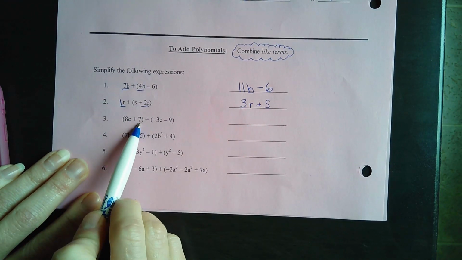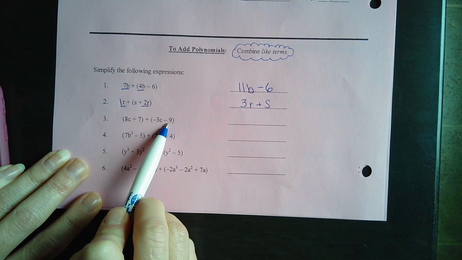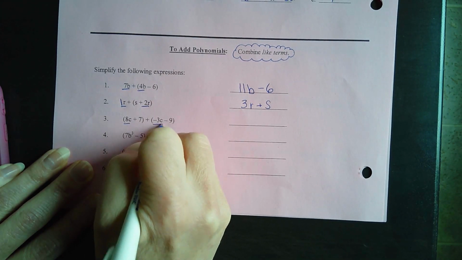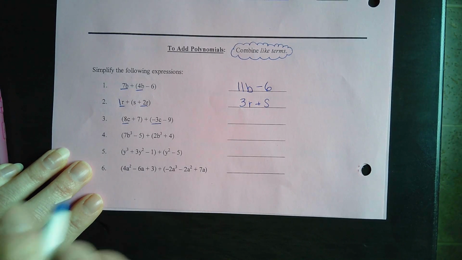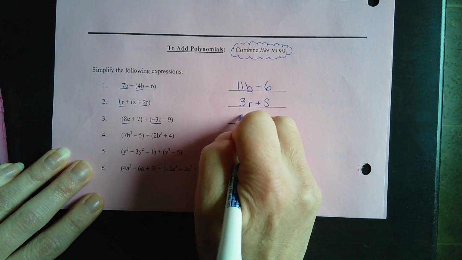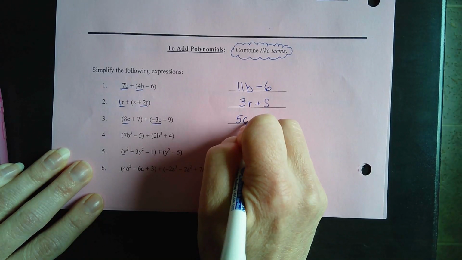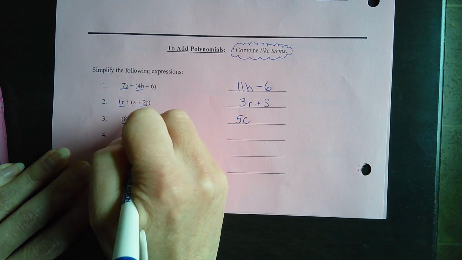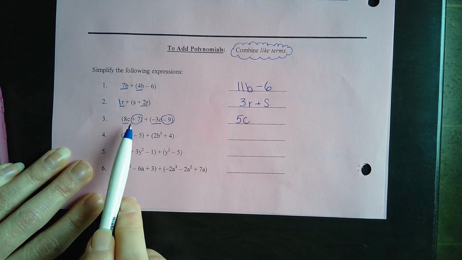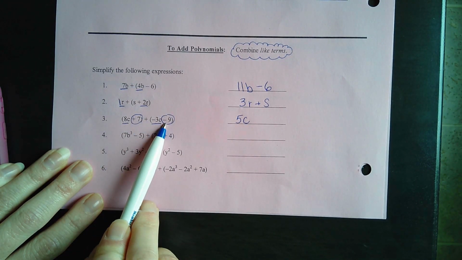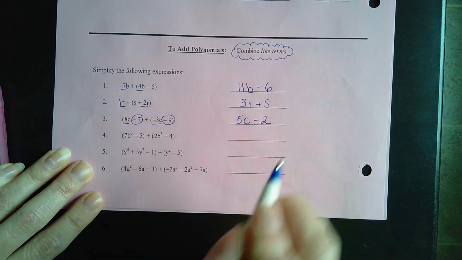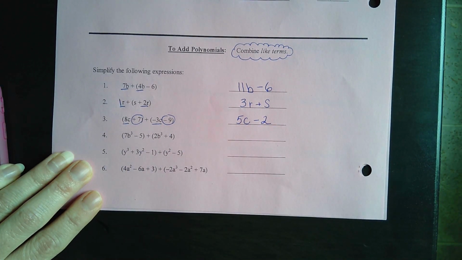Here we have a binomial plus a binomial. Let's find some like terms. I first see our like terms of c. 8 plus a negative 3 is 5. Bring over our c. I also have some other like terms that I'm going to add together. 7 plus a negative 9. They're like as well. And that happens to be a negative 2. So we'd write minus 2.